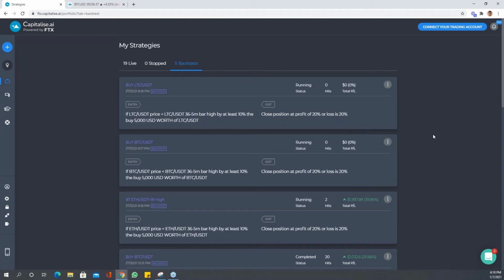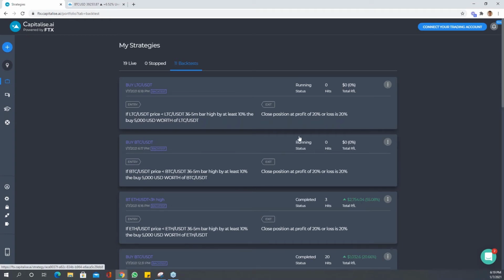We do understand that it does take a little while for these backtests to get going, and we should have it sorted within the next week or two. So just bear with us, just have a little bit of patience when you're running your backtests. So you can see that Ethereum, the backtest is completed.